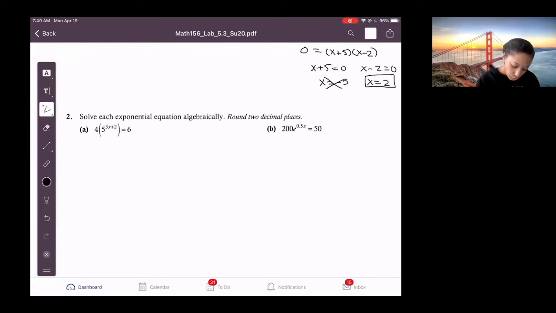All right, so for 4 times 5 to the 3x plus 2 equals 6, your first step is to isolate the exponential term. So that 5 to the 3x plus 2 power, we need that on one side of the equation by itself. We do that by dividing both sides by 4. So we get 5 to the 3x plus 2 equals 6 over 4.